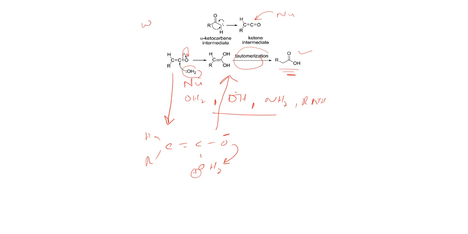So what type of rearrangement is this? This is the Wolff rearrangement. Because of this Wolff rearrangement, alpha ketocarbene will be converted into a ketene intermediate.